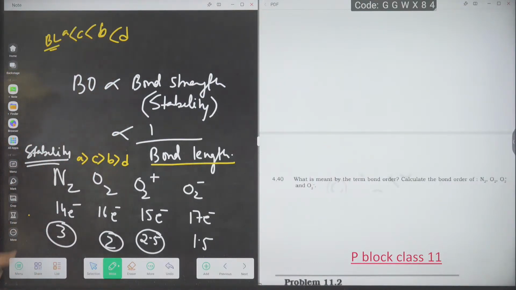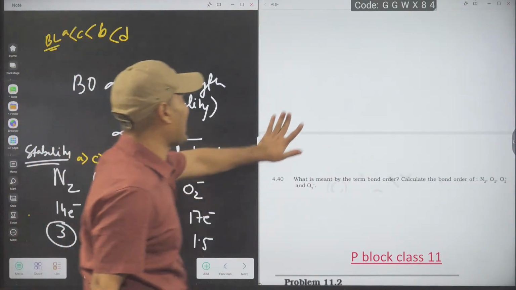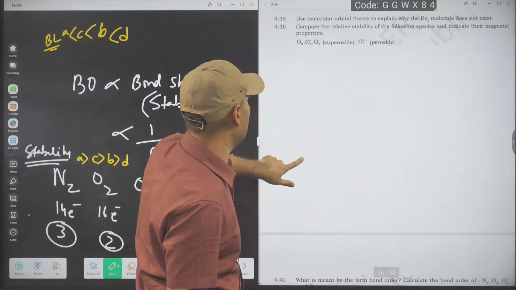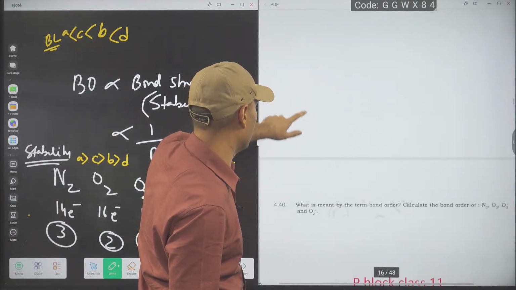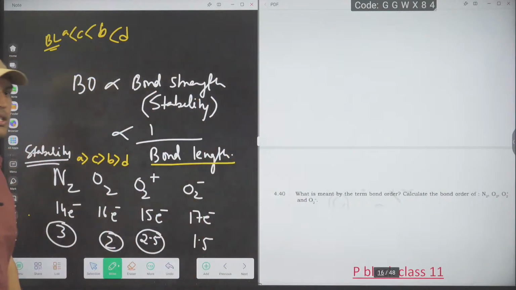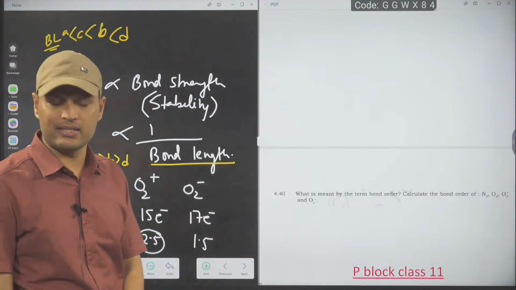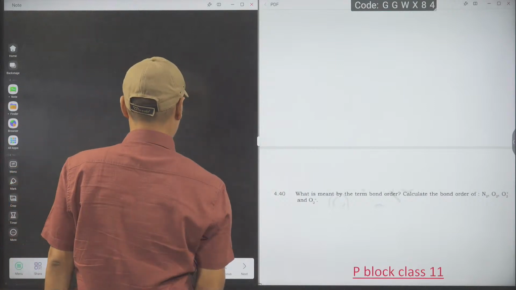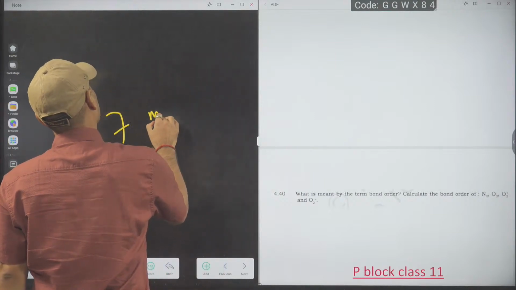Is it okay? Everyone can understand this? So this one I am leaving for you as homework. Question 36 I am leaving for you as your homework. So everyone see this point. Now we will take some break. Okay? So we are going to take a 7 minute break.